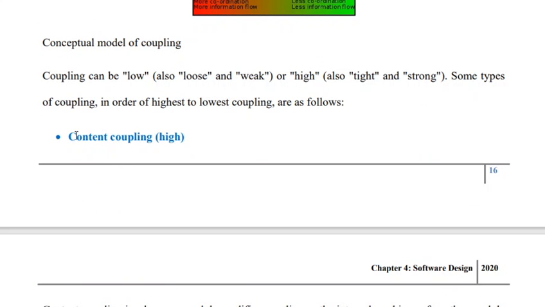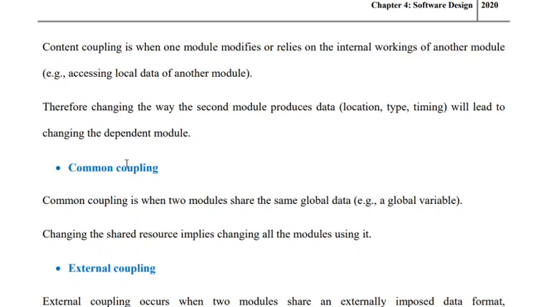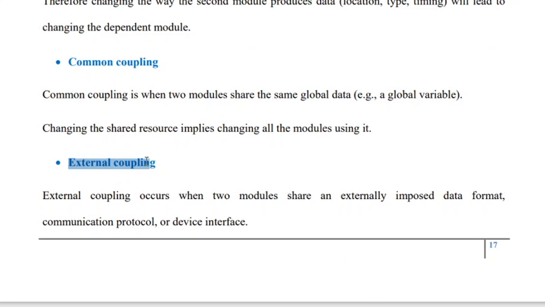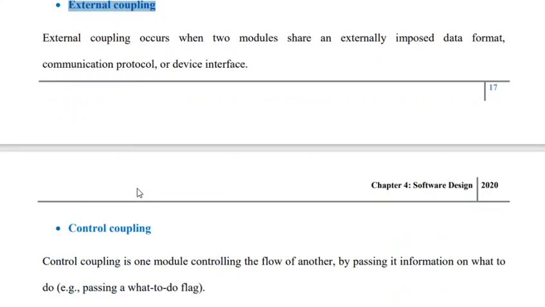So here again I'll repeat it. Content coupling, if there is a dependency between two modules in a manner that one module modifies or dictates the internal working of another module, that is called as content coupling. Common coupling refers to a situation where two modules depend on each other via a global variable, right? External coupling, they depend on each other, right? Or there is a dependency between modules based on externally imposed data format or communication protocol or device interfaces.